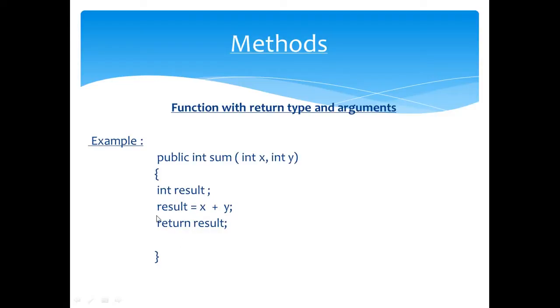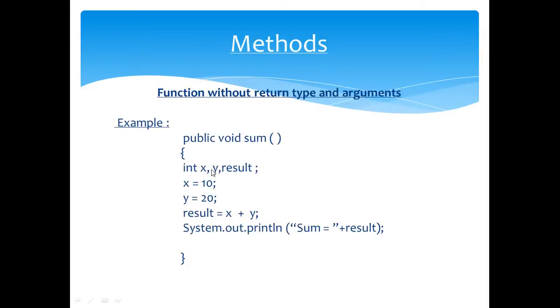If the return value is a float one, then you must define the return type as float. Okay, this is an example that demonstrates a function with a return type and arguments. You can see here actual arguments are present, and a return type is also present. That's why this is an example for function with a return type and arguments.